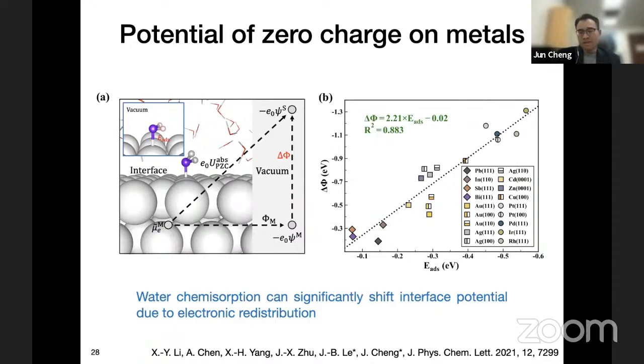Just recently, we looked at a lot of metal interfaces. That's really the same situation. We found water chemisorption can shift the interface potential due to electronic redistribution. When water chemisorbs on the surface, that's a chemical bond, right? That will induce an electronic redistribution that causes a large dipole. For a strongly active metal like platinum, that can shift the interface potential by over 1 eV. That's really the same on TiO2.